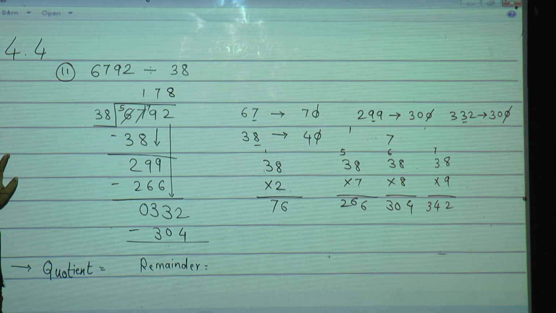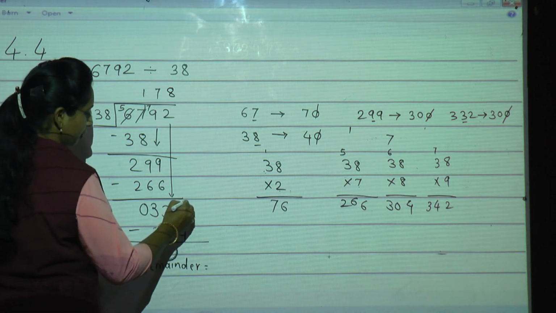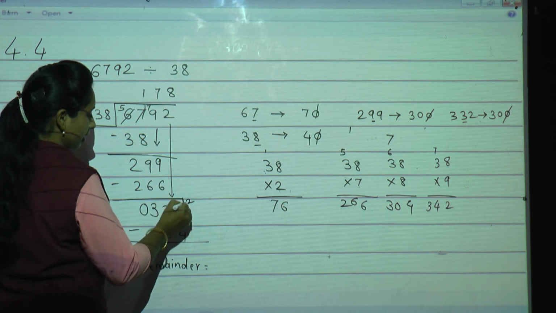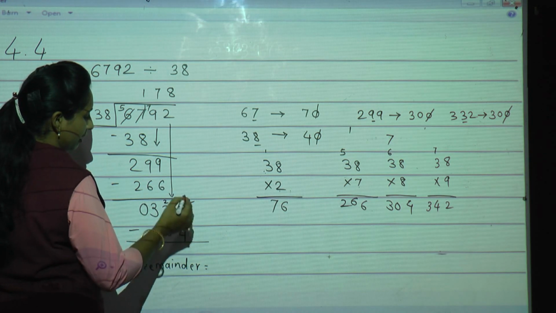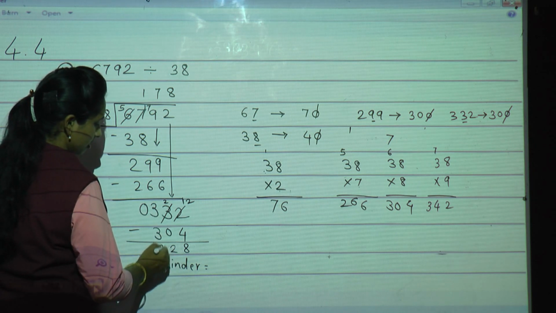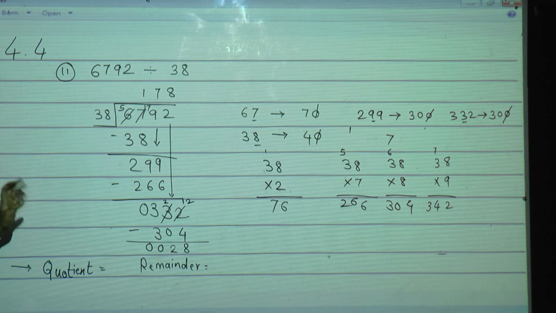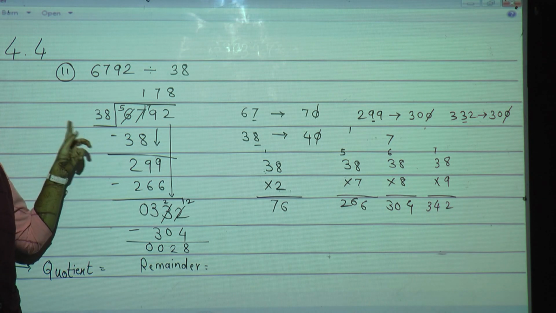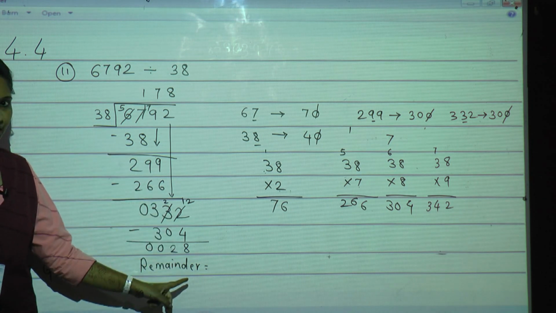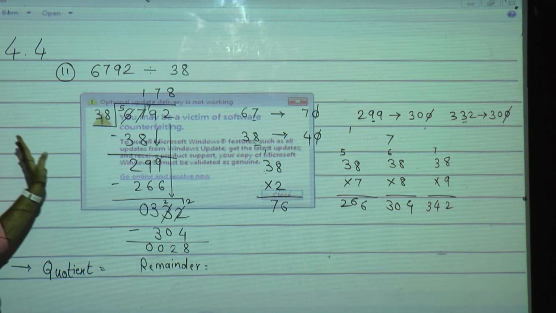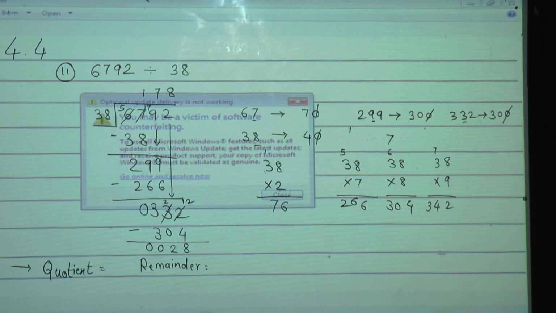2 minus 4 we can't do. Cut the 2, write it as it is, and take a borrow from the neighbor. The neighbor is 3, he will give 1, 2 will remain. Now 12 minus 4 is 8, 2 as it is, 0 and 0, isn't it? Now 28 and 38, see which is greater? The divisor is greater. So when the divisor is greater, we can't subtract. Okay, so here we finish this question. We have done this question, isn't it?